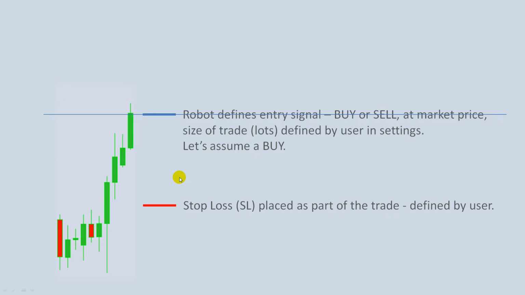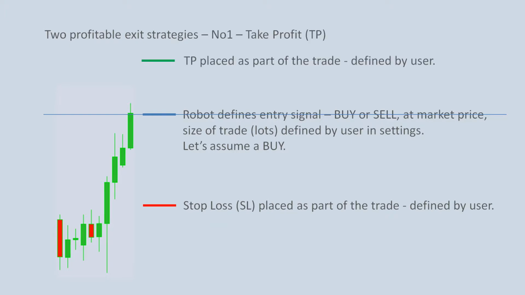So how do we actually exit our trades presuming the stop loss isn't hit? There's two profitable exit strategies. Here's the first one. We set a take profit. Again, at the same time as the original trade is placed, there is a take profit a certain number of pips above the entry price, and again it's defined by the user, that's you, or it's me if it's the current best strategy you're using.